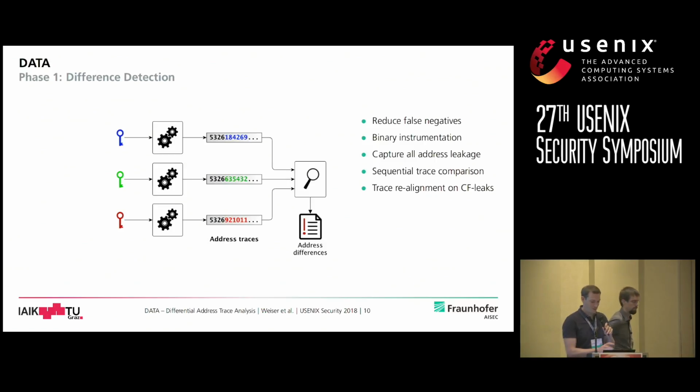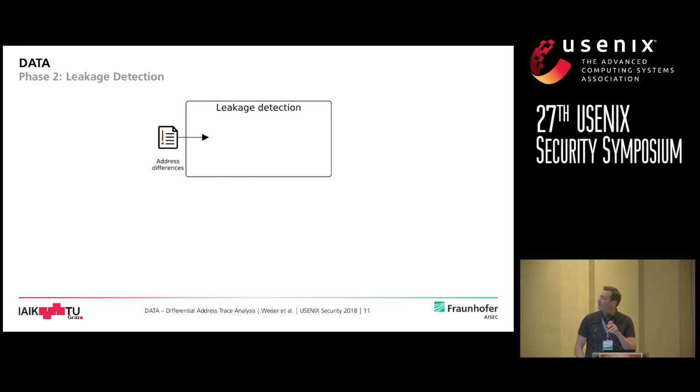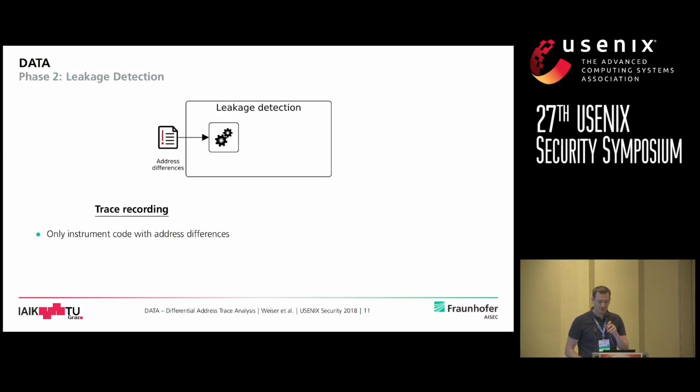All right. So once we have those address differences from the first phase, we advance to the second phase called leakage detection. And what we do here is we again start an instrumentation, so a trace recording phase. But this time we only look at the differences that we found earlier. So we are a lot faster, and our traces are a lot smaller now. In contrast to the previous phase, we execute the program with two different input sets: one fixed input and a number of varying inputs.